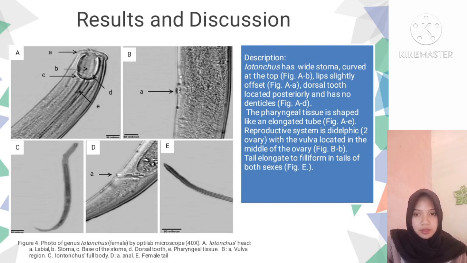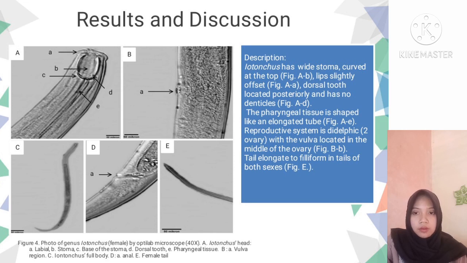Eotylenchus. The genus Eotylenchus found were female, while the male were not found. The female Eotylenchus found have body length and diameter ranging from 1.48 to 1.85 millimeters and 66.6 to 74.51 micron. With smooth cuticula and its lips are offset.